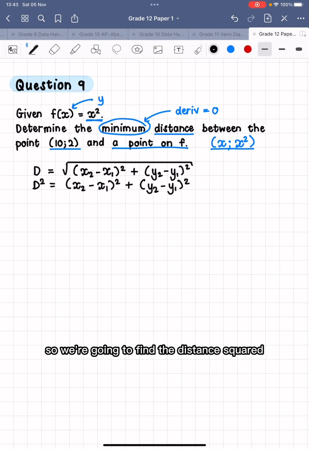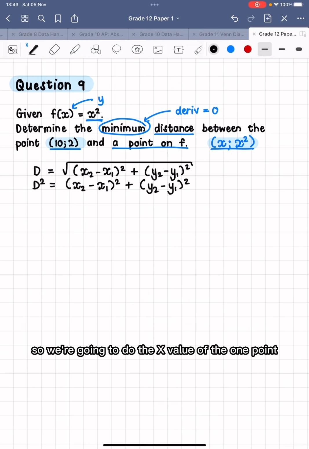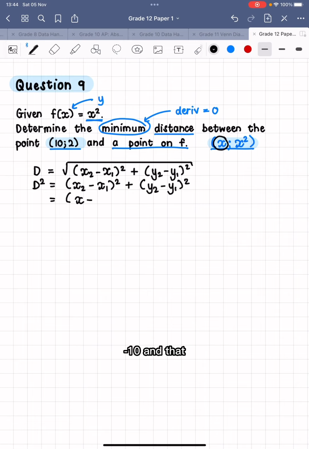Okay, so let me just quickly write that. We're going to find the distance squared between these 2 points that I've written down here, (10, 2) and that point there. So the x value of the one point is x, minus 10, and that I'm going to square, plus the y value, which is x squared, minus 2, and that I'm going to square.